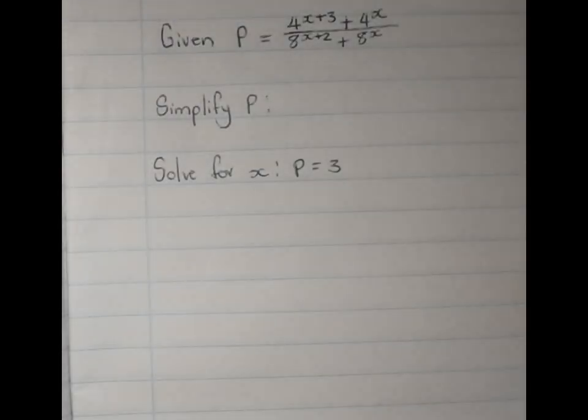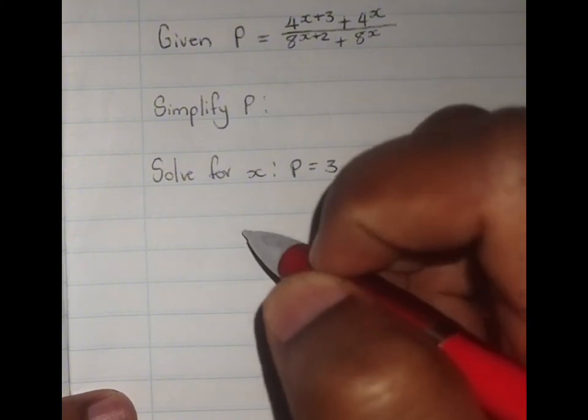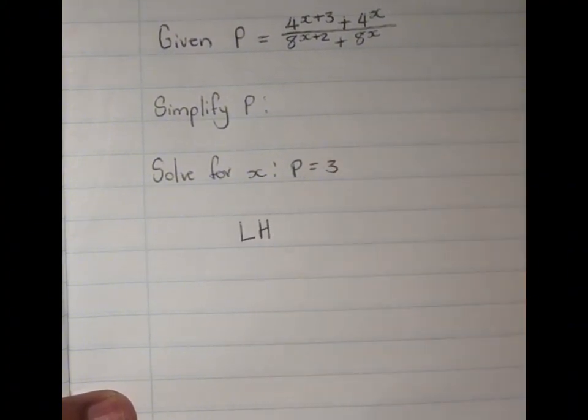Hello there. So in this video we are going to be simplifying the given equation. Let's say that we're given that p is equal to 4 to the power x plus 3 plus 4 to the power x, all divided by 8 to the power x plus 2 plus 8 to the power x. Now we are supposed to simplify p. Now how do we simplify p? The first thing we'll do is look at the right hand side.